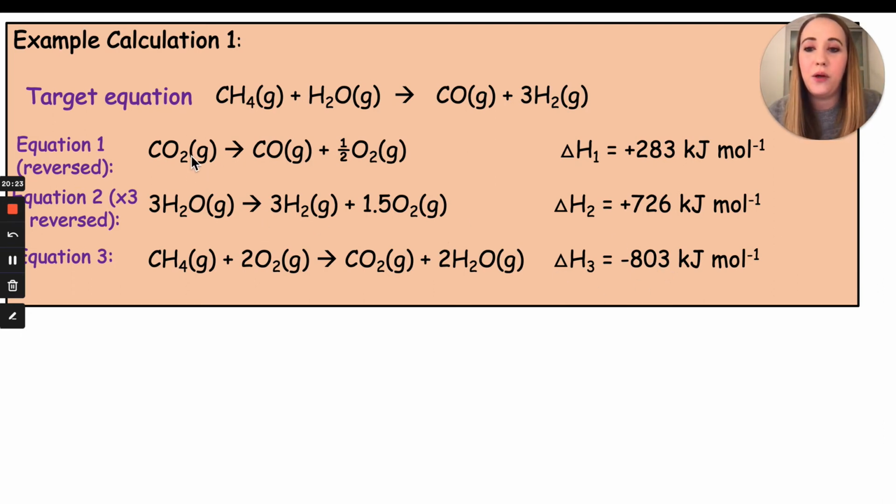So if we look through our equations, we're looking here to combine everything into one equation. So we want to check that anything that doesn't appear in our target equation actually cancels out. So CO2, right up the top here. If we scan down the rest of our equations, we've got CO2 on the left-hand side in equation 1, and we've got CO2 on the right-hand side in equation 3. So those two are going to cancel each other out, and that gets rid of the CO2, which we didn't need in our target equation.